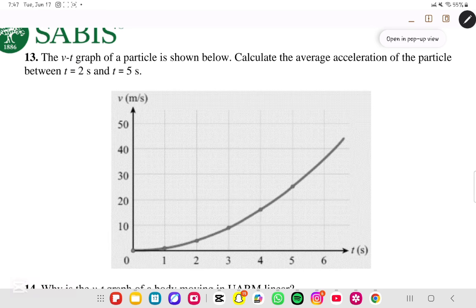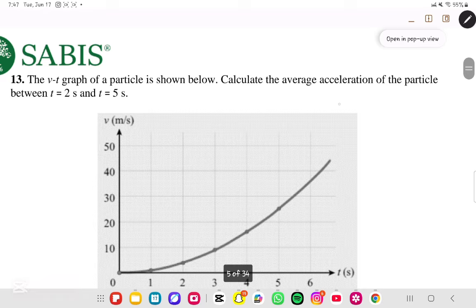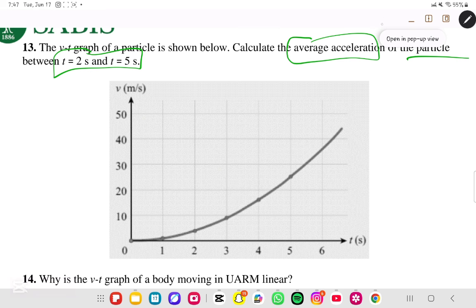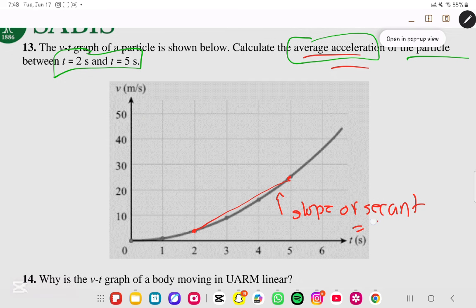Now, question number 13. The velocity time graph of a particle is shown below. Calculate the average acceleration of the particle between time 2 seconds and time 5 seconds. Because we're looking for the average acceleration, you will take the 2 points, 2 and 5, and draw a secant in between them. You will find the slope of the secant. The slope of the secant is equal to the average acceleration.